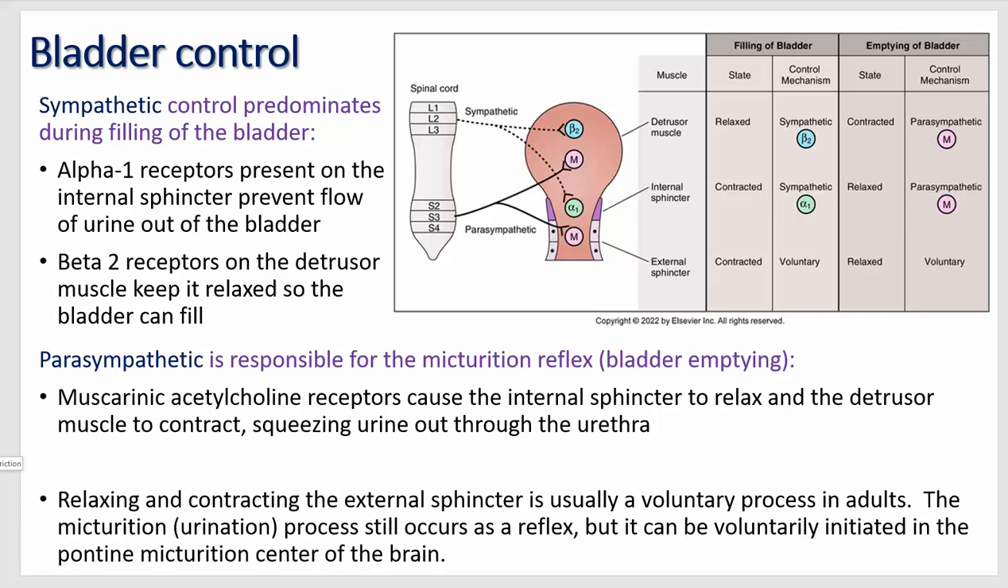Relaxing and contracting the external sphincter is usually a voluntary process in adults. A lot of times it's all controlled in the pons, the pontine micturition center of the brain, which is in the pons, which is your brain stem. That's how we kind of control that. So we can release that external sphincter, open that up, and then a lot of times that can, I guess, trigger the pontine micturition center, and then you can turn on the parasympathetic reflex and cause urination to happen.